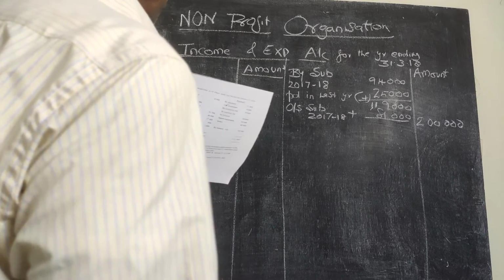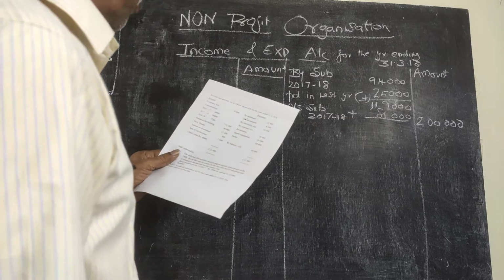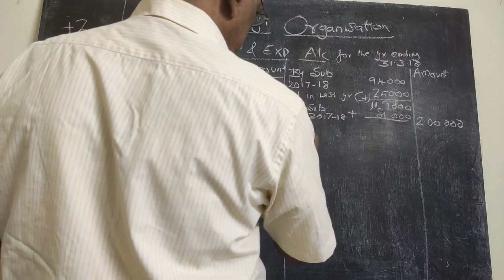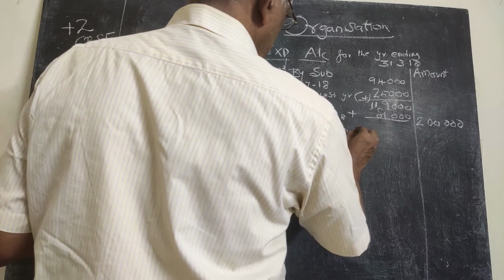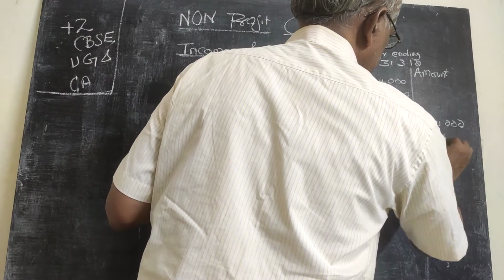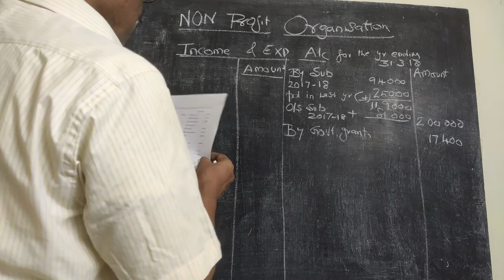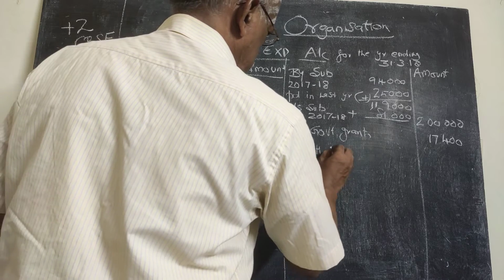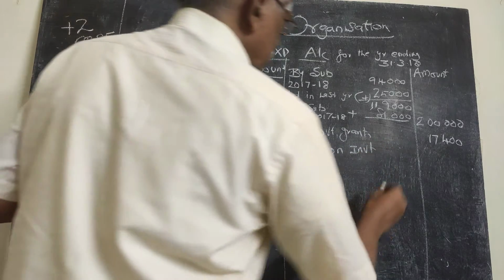After subscription, donation for building. Specifically, it is donation for building, so it will go to the balance sheet. Government grants 17,400. Interest on investment, ₹800 is shown.